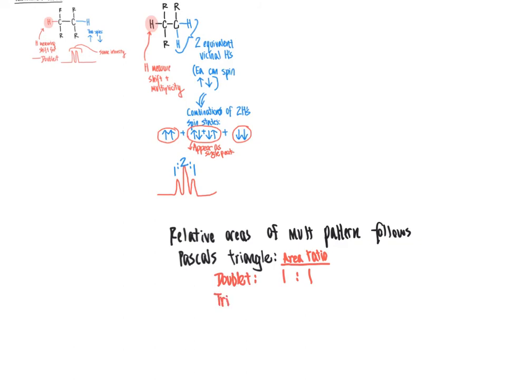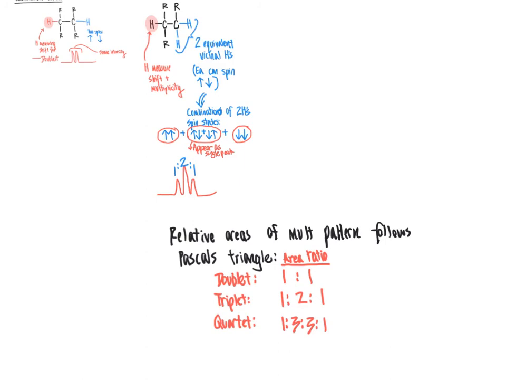If it's a triplet, like we illustrated up top, the ratio is 1:2:1. If we have a quartet, using Pascal's triangle to predict what's going on, it'd be 1:3:3:1 if we drew out all the combinations of up and down arrows that would result from having a quartet. And so we can use these relative areas in order to establish what the multiplicity is of a particular signal by looking for these specific area ratios.